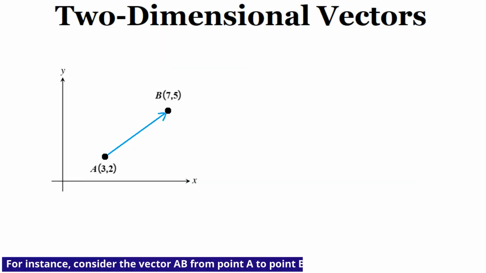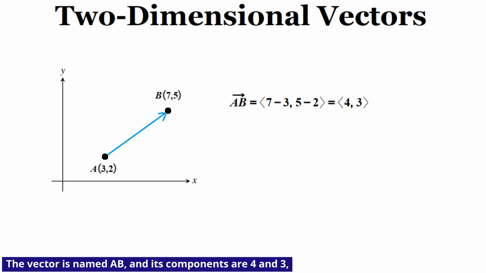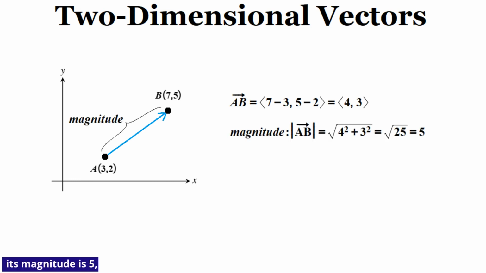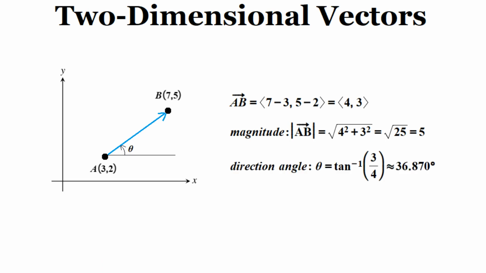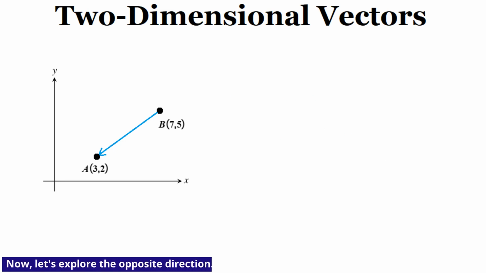For instance, consider the vector AB from point A to point B. The vector is named AB, and its components are 4 and 3. Its magnitude is 5, and the direction angle is approximately 36.87 degrees. Now let's explore the opposite direction.